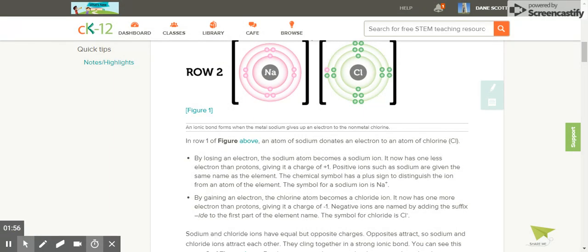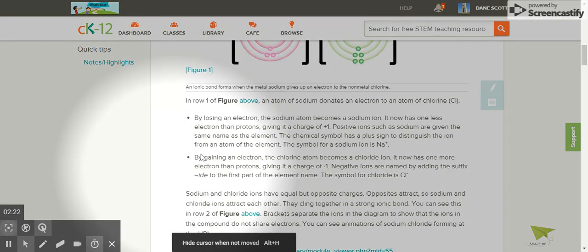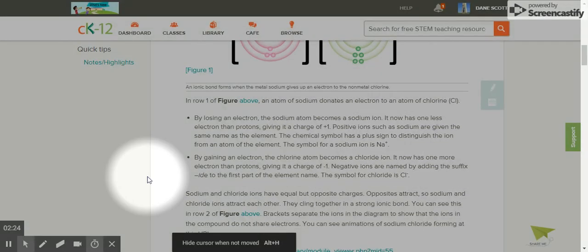By losing an electron, the sodium atom becomes a sodium ion. It now has one less electron than protons, giving it a charge of positive 1. Positive ions, such as sodium, are given the same name as the element. The chemical symbol has a plus sign to distinguish the ion from an atom of the element. The symbol for a sodium ion is sodium with a superscript plus. That's the superscript plus area right there.